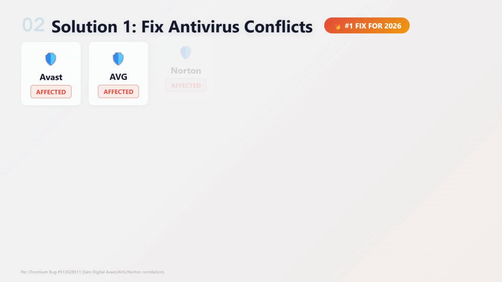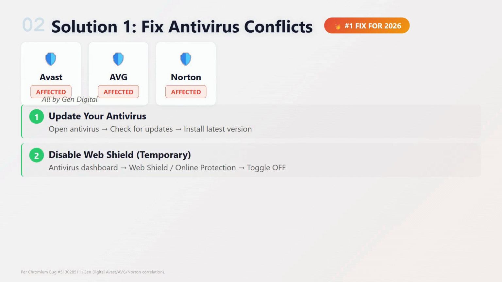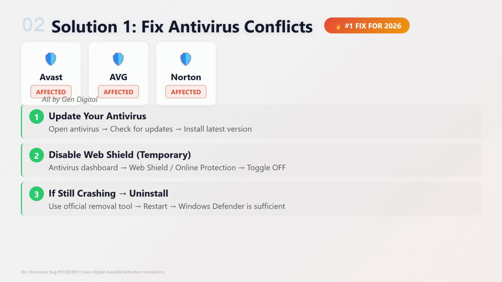Solution 1. Fix your antivirus software. If you use Avast, AVG, or Norton, update it right now. If that doesn't help, disable Web Shield temporarily. If crashes persist, uninstall it completely and use Windows Defender instead. This is the number 1 fix for most users in 2026.